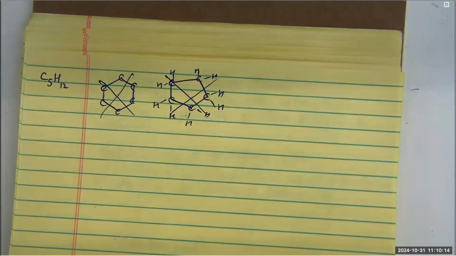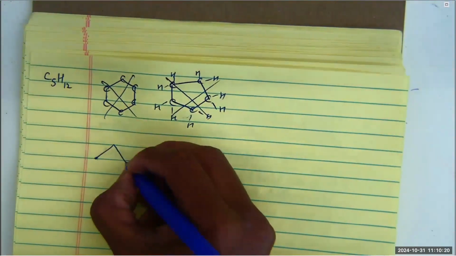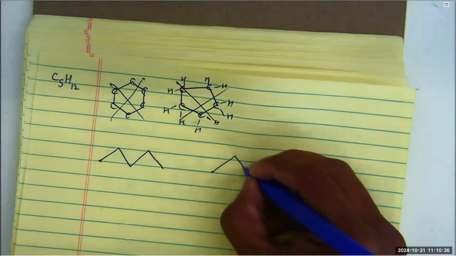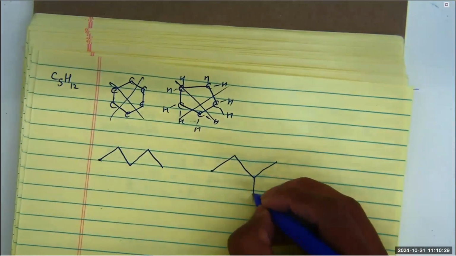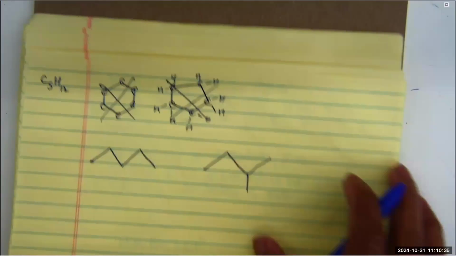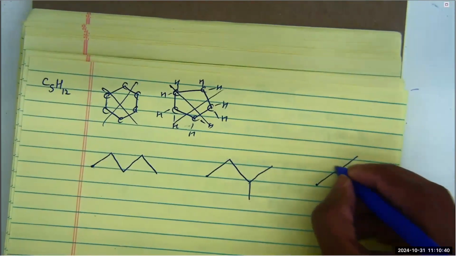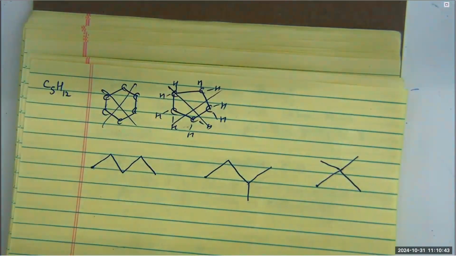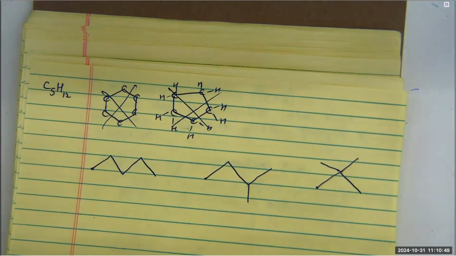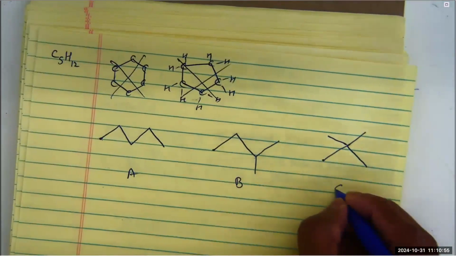So the only possible structures for this are, we can have 1, 2, 3, 4, 5. This is 1. Or you can have 1, 2, 3, 4, and then from one of them you have a thing sticking out. I call them umbrellas. I'll get to that later. Or you can have 1, 2, 3, and instead of 1 sticking out, you can have 2 sticking out, like that. These are the only 3 possible structures or isomers for C5H12. A, B, and C.